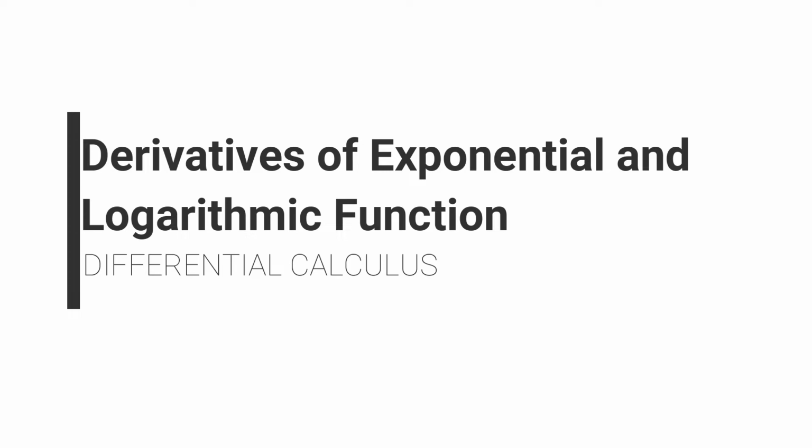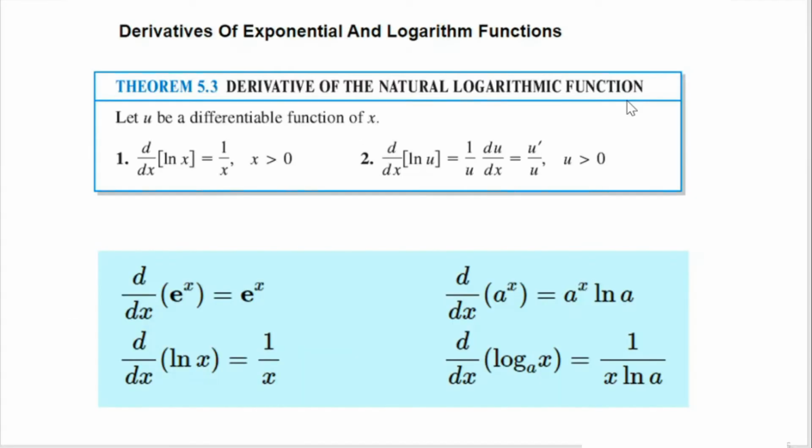Okay, today we're going to discuss derivatives of exponential and logarithmic functions. According to this, we have Theorem 5.3, derivative of the natural logarithmic function. Let u be a differentiable function of x. So the first formula, the derivative of ln of x is equal to 1 over x, provided that x is greater than 0.